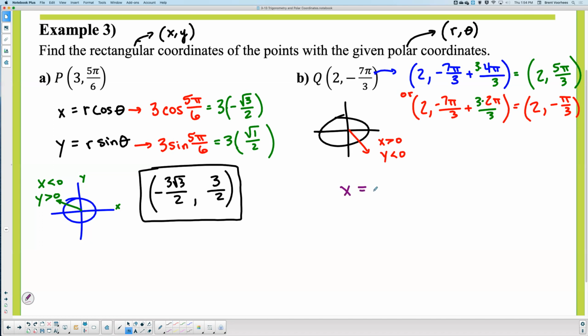The x would equal, what's the formula again for x? R cosine. So this time I'm just going to plug it in. 2 cosine of, which angle do y'all want to use? 5 pi over 3? Yeah. Let's use 5 pi over 3. We did all that work. Let's use that one. And before we solve that, we'll go ahead and write down the y. Y is just going to be 2 sine of 5 pi over 3, because sine is y and cos is x.